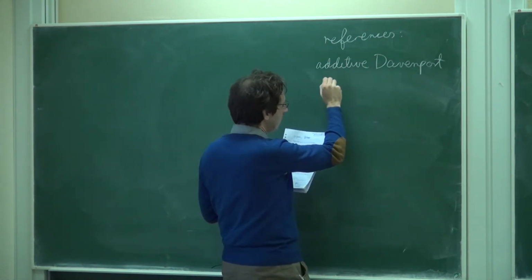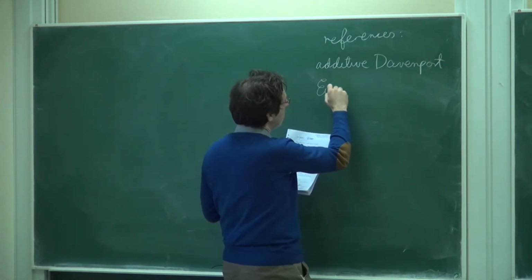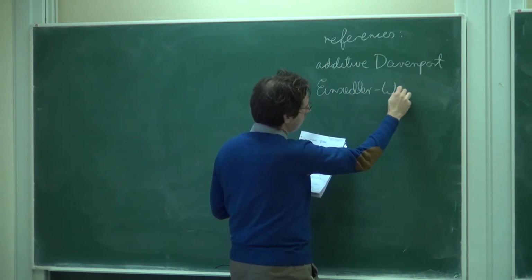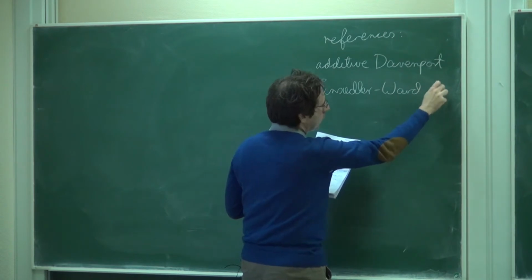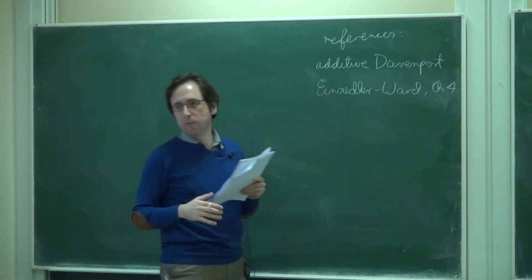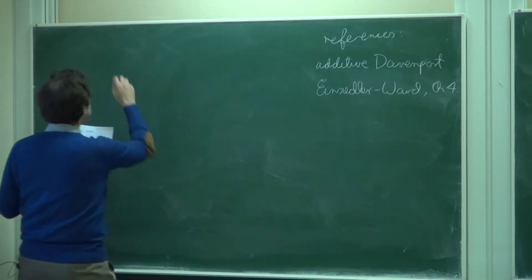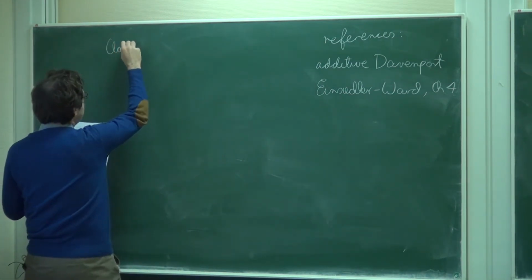There are also notes by Tao and by other people, but for the ergodic perspective I will follow mostly Einsiedler and Ward, which is a very good book, because it really explains the ergodic and dynamical perspective to non-ergodicists. So at least for me it's very good.